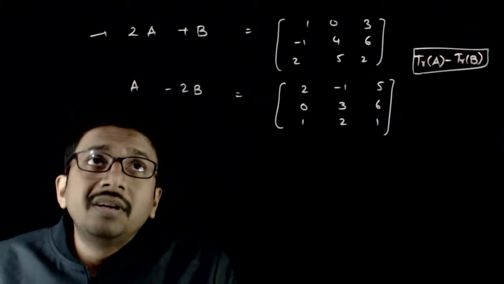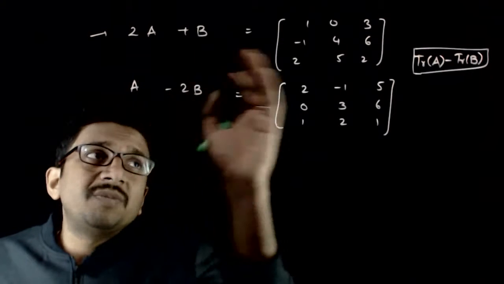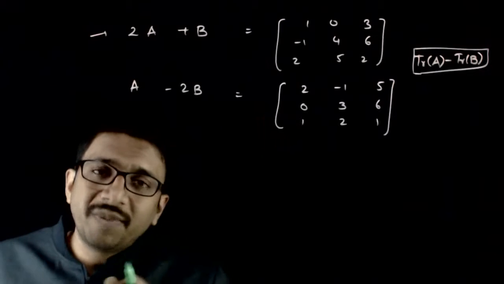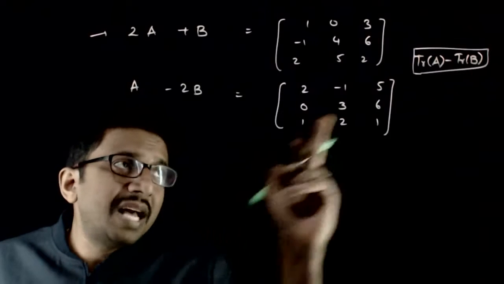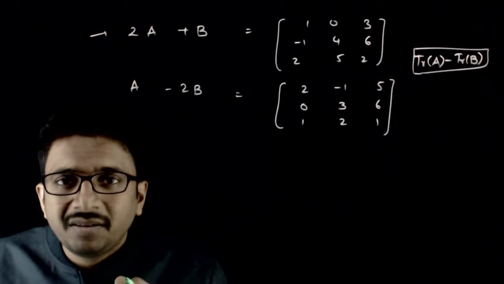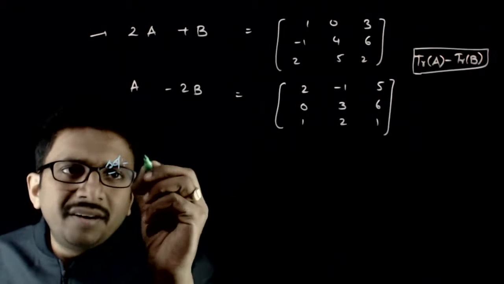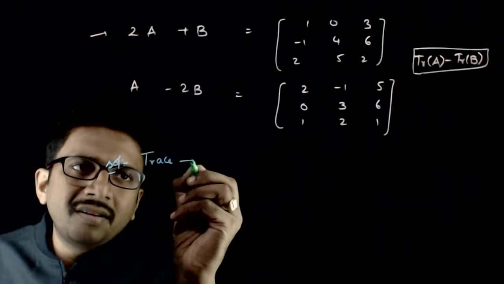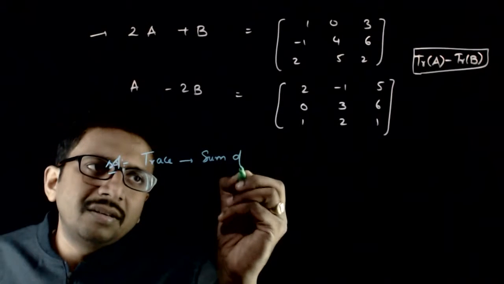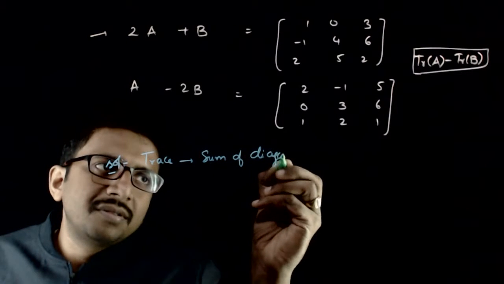So welcome students. In this question you're given that 2A plus B is this matrix, A minus 2B is this matrix. In that case you're asked to find trace of A minus trace of B. To solve this question you need to know what trace is. Trace is nothing but the sum of diagonal elements.